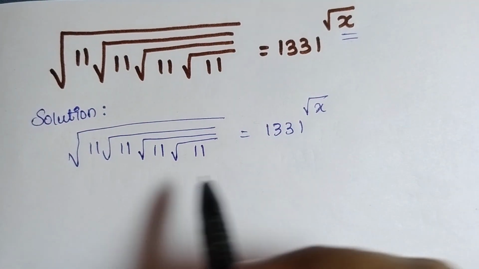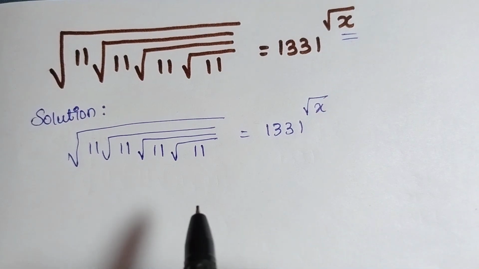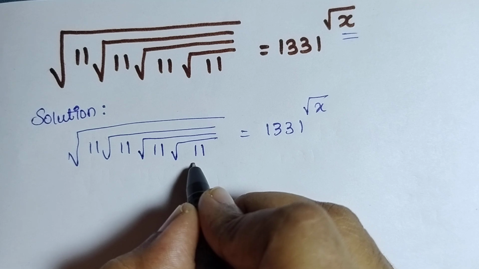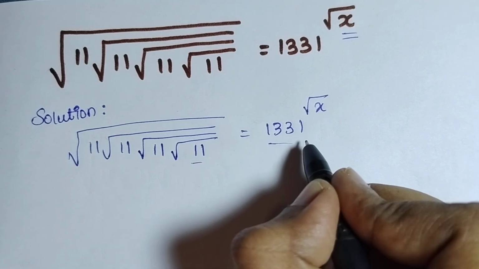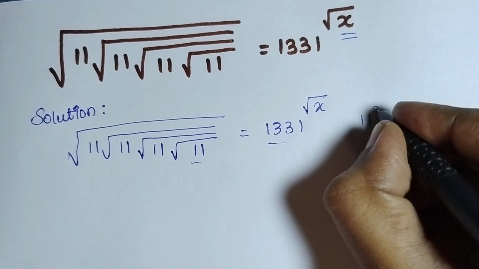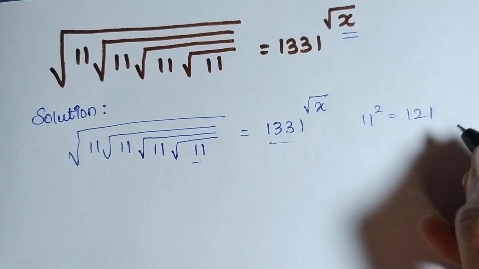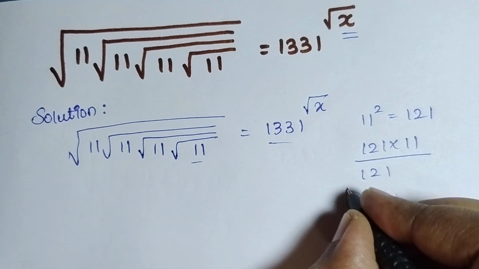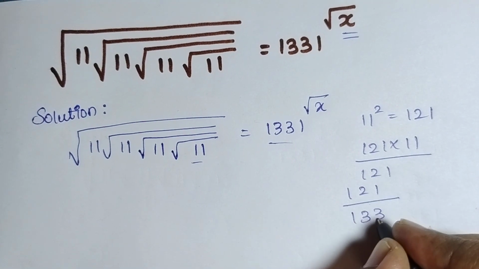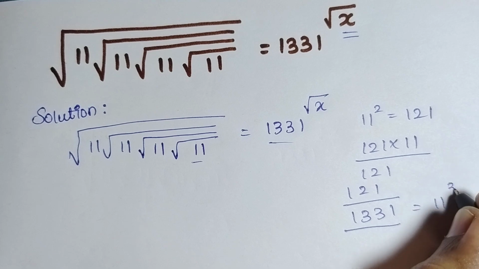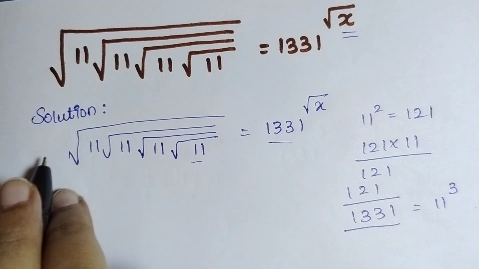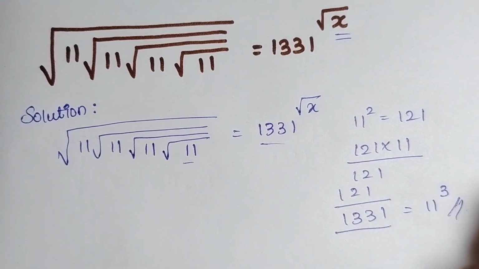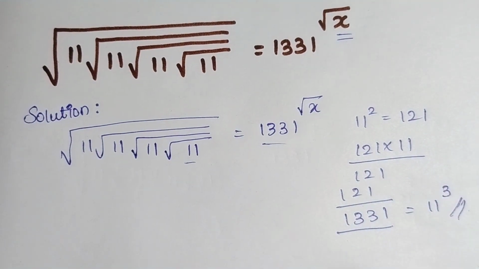If a question is given, first we need to check what's the relation between the numbers involved in the sum. So let's check the relation between 11 and 1331. We know that 11 square is equal to 121. Let's multiply that with 11 again. Therefore 121 times 11 is 1331, which is equal to 11 cube. So the relation between these two is 11 cube. Let's keep this as it is. Let's start the question.